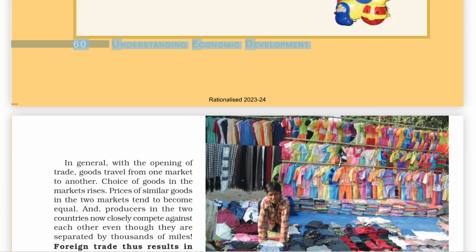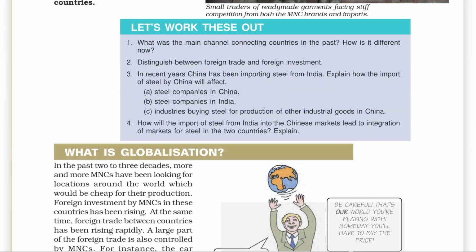Understanding economic development: globalization and the Indian economy.